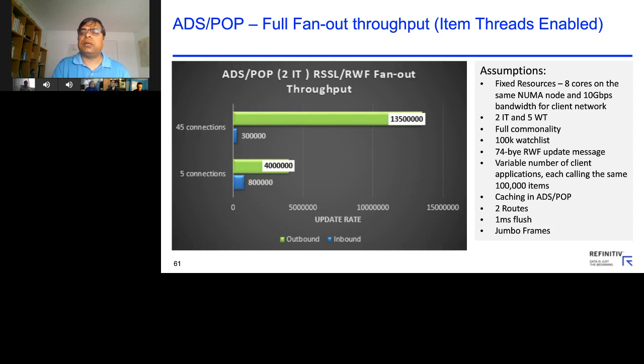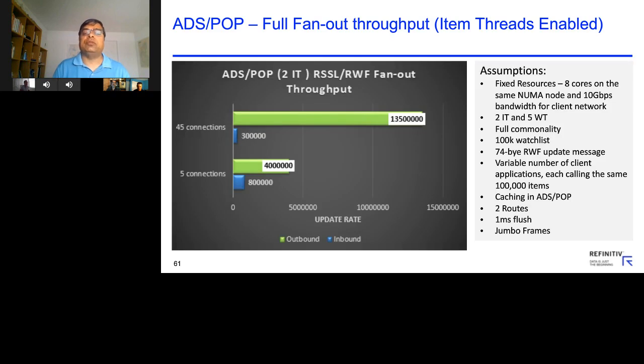All right, so this is with the item threads and using the writer threads, obviously 5 writer threads at least. So if we had 800,000 inbound messages, we could do 4 million out. And if we had 300,000 messages coming in, we can do 45 connections, taking us to 13.5 million. So that's at 10 Gbps bandwidth limit with our message size.